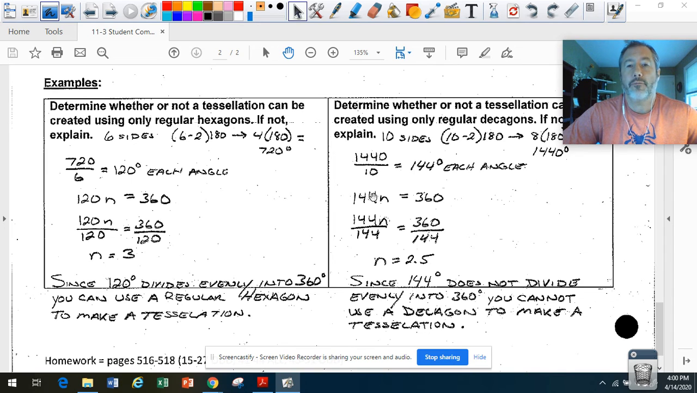So I take my 144n equals 360. We're trying to see how many of these decagons I can put together to equal 360 degrees. I have to get the n all by itself, so I divide both sides by 144. So n equals 2.5. The answer is no, because 2.5 is not a whole number. That means we cannot make a tessellation with this. Since 144 degrees does not divide evenly into 360 degrees, you cannot use a decagon to make a tessellation. Remember, it must be equal here.